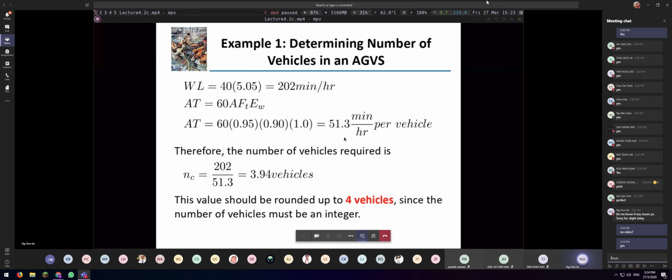So how many vehicles will we require? We just divide this number by this number. And so the number of vehicles is 3.94, which should be rounded up, obviously. So you can't have 3, 3 will not fulfill, so 4 will fulfill. Now, this is for a simple layout.